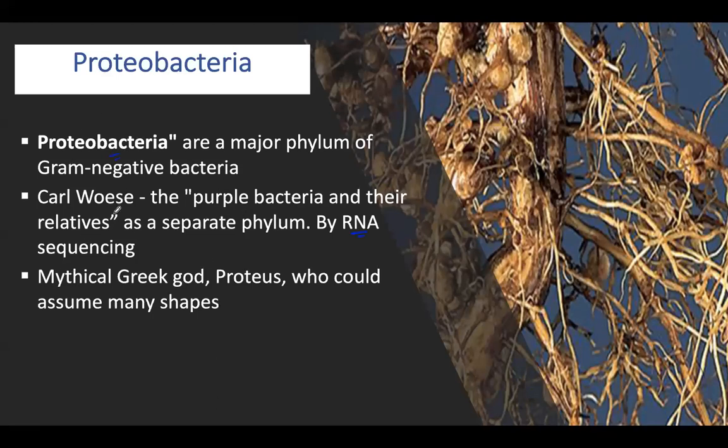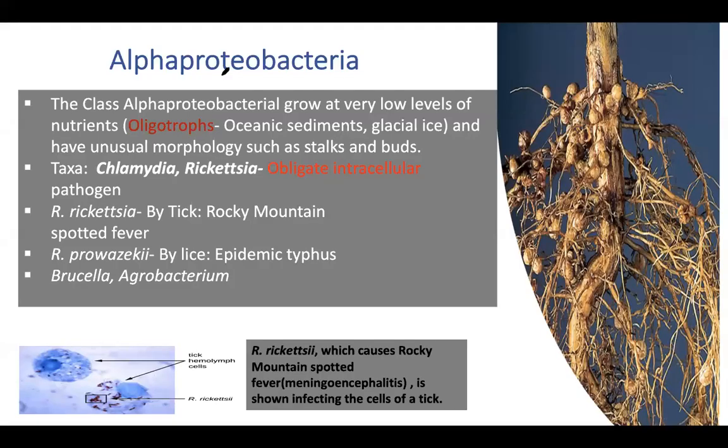How did we choose this name? Because of the Greek god Proteus, who could assume many shapes. This group of bacteria, proteobacteria, is very, very diversified, and that's why, based on the Greek god's name, Proteus, we chose the name proteobacteria. So alpha, beta, gamma, delta, epsilon, 5 groups are there.